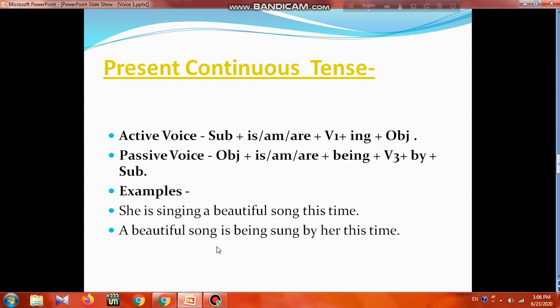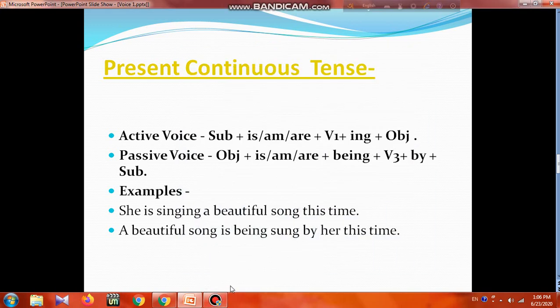So did you get it? To sum up, just remember, in case of continuous you have to take being, and as for passive voice it will be V3 there. Along with the subject, according to the subject you have to take am/is/are, then object, then extension. So "She is singing a beautiful song this time" becomes "A beautiful song is being sung by her this time."